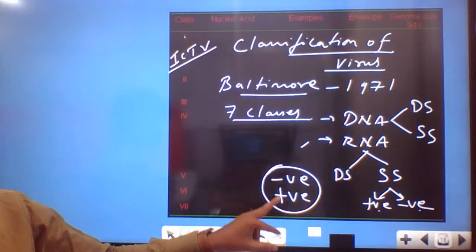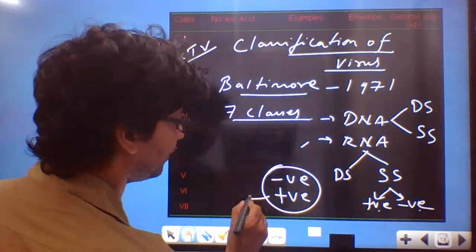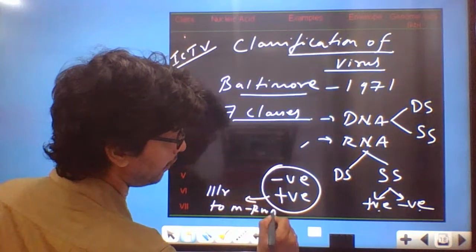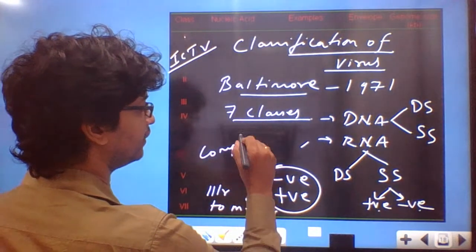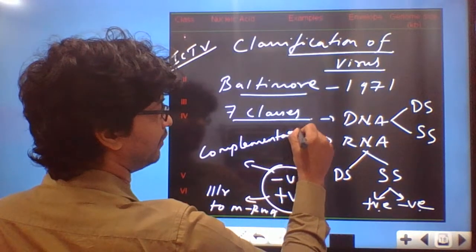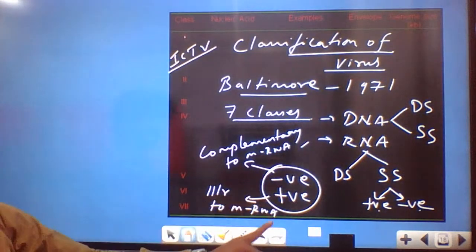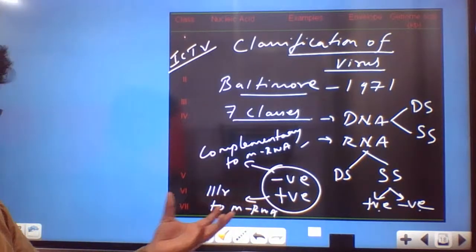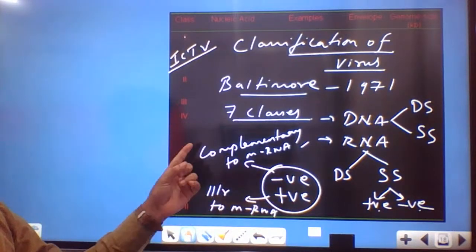Actually, the positive sense RNA is similar to mRNA. But the negative sense RNA is complementary to mRNA. This makes a difference. If someone mentions a positive sense RNA, it means this RNA is exactly the same as that of a messenger RNA. If they mention a negative sense RNA, negative sense means it's complementary to mRNA.